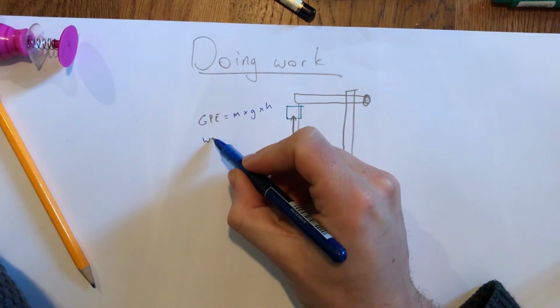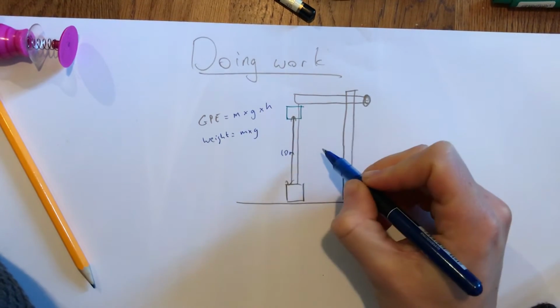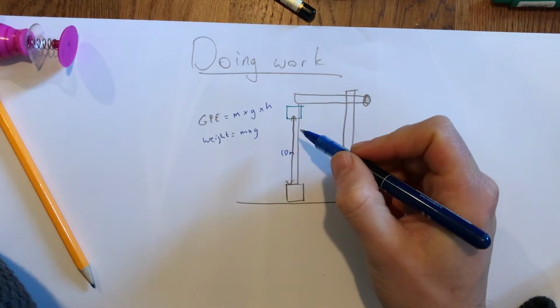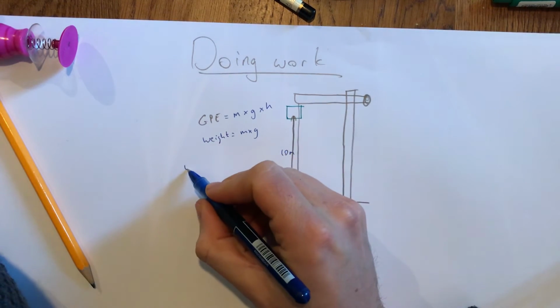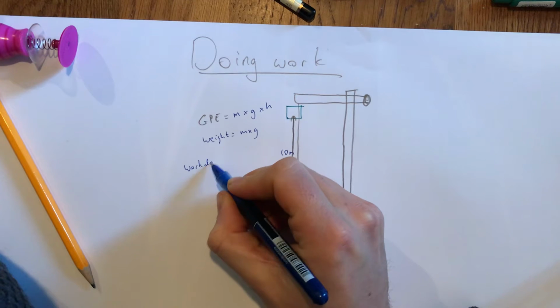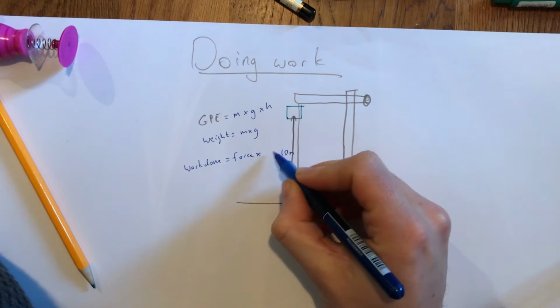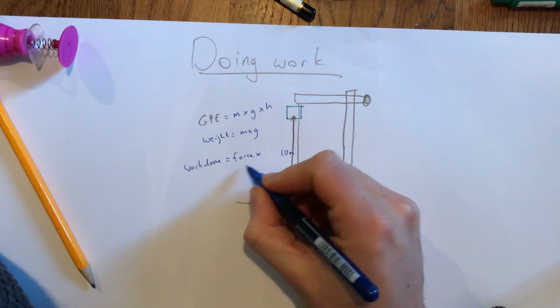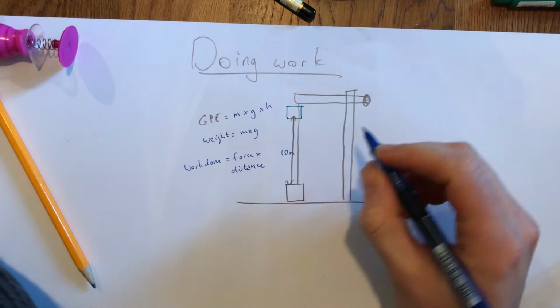Now, we know that weight is equal to mass times gravity. And weight is just a force. So what we can then say is work done on an object is equal to the force used on it multiplied by the distance in the same direction as the force.